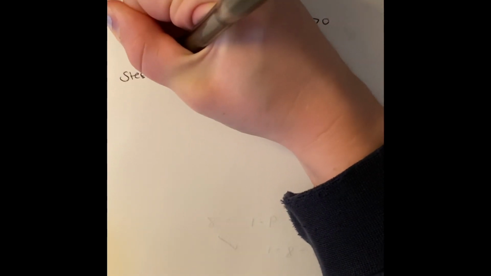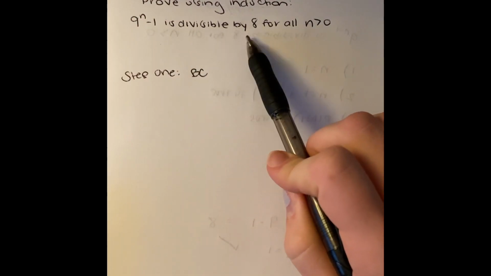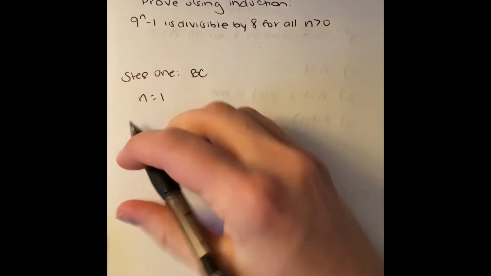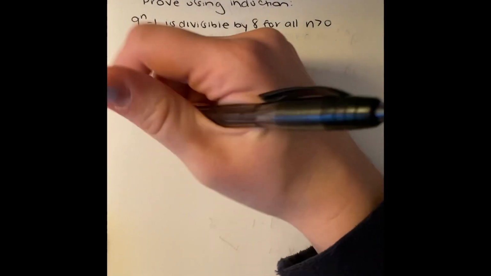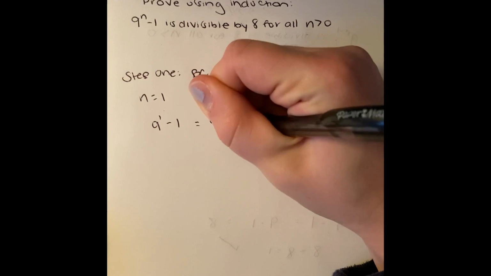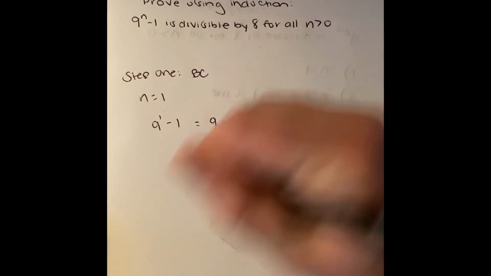So our first step is going to be proving our base case. Since the problem dictates that 9 to the n minus 1 is divisible by 8 for all n greater than 0, our base case is going to be when n equals 1. So all we're going to do is substitute 1 in for our n. So we're going to have 9 to the 1 minus 1, which equals 9 minus 1, which equals 8.